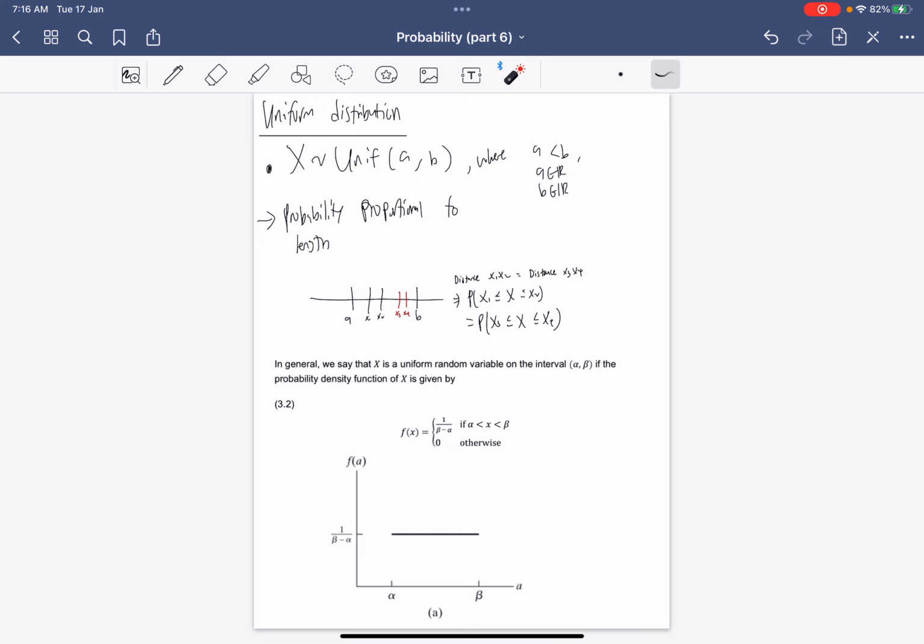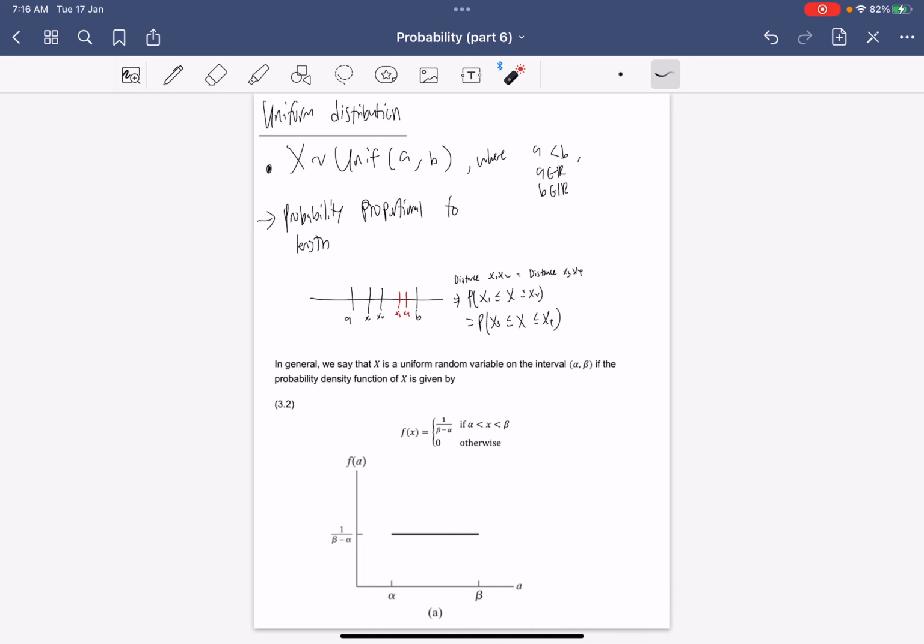The next distribution that we want to look at is the uniform distribution. And it is a very simple distribution. We always denote it as uniform from A to B, where A and B are just some interval of a real line. And so what we want to capture is the probability being proportional to the length of the interval.